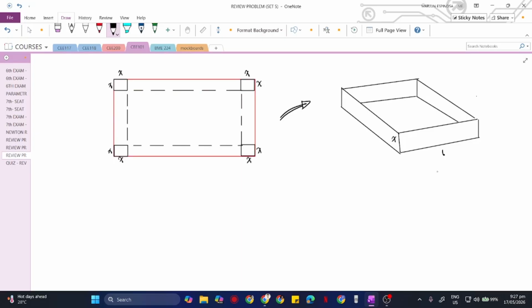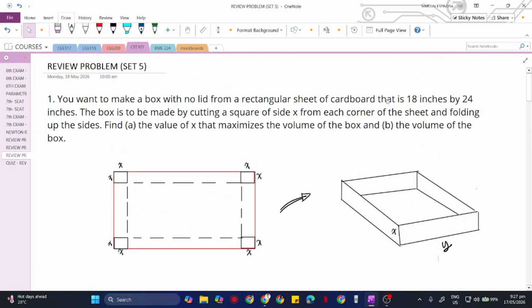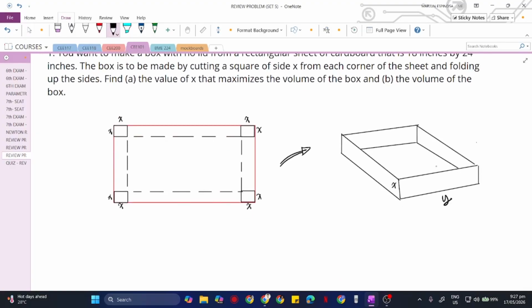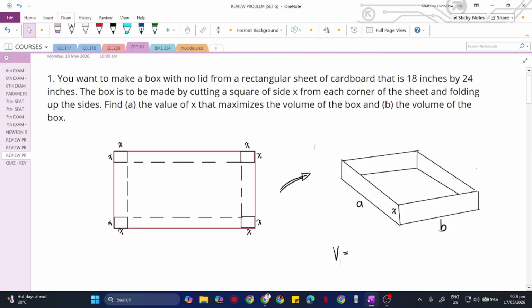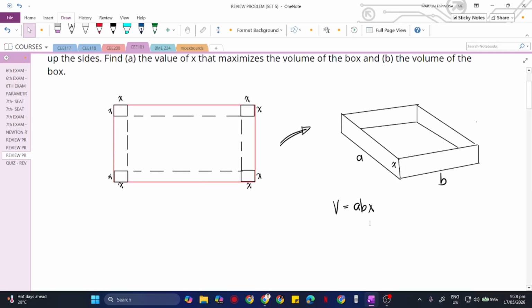This one is X, this one we don't know yet, so let us just call this Y. And then this one, let us just call A, this one is B. So the volume of the box would be equivalent to A times B times X, that is the length times width times the height. So we need to find the value of X that will maximize the volume.